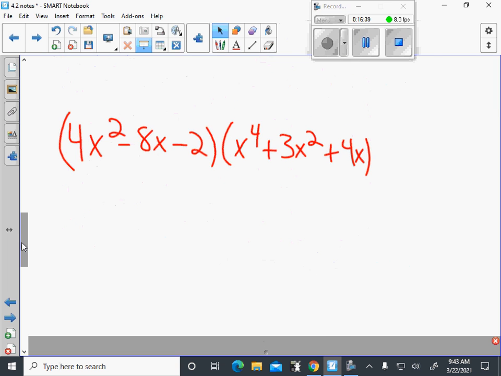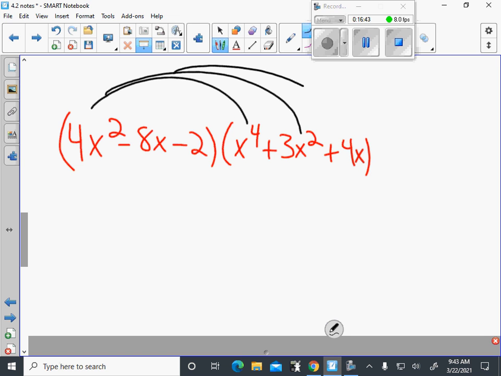Okay, start with the 4x squared. That's going to be multiplied to all 3 of these. Okay, let's do that right now. What's 4x squared times x to the 4th? Well, what's 4 times 1? It's just 4. Okay, and then we have x squared and x to the 4th, so we have to add those exponents, so it'll be x to the 6th.